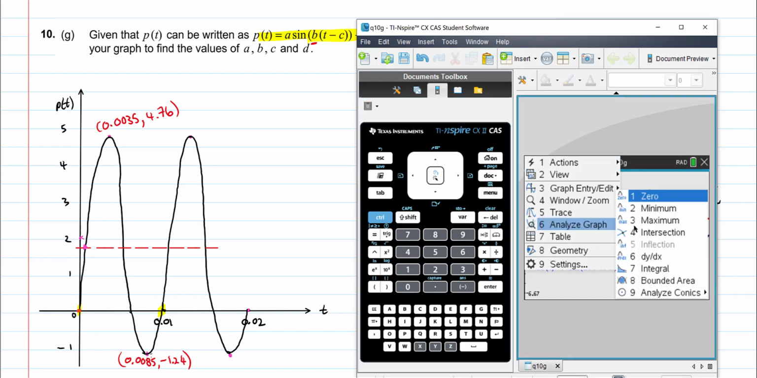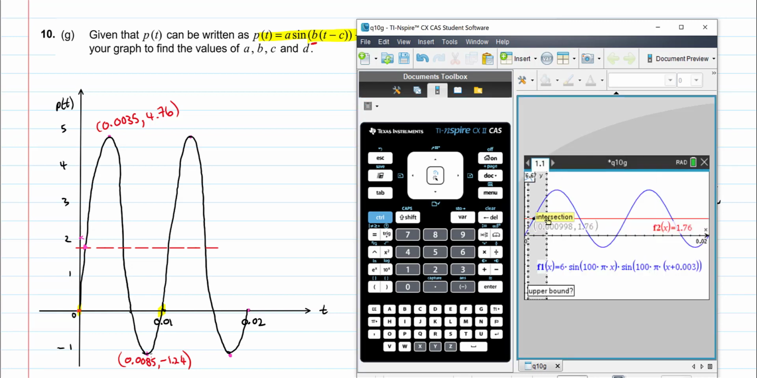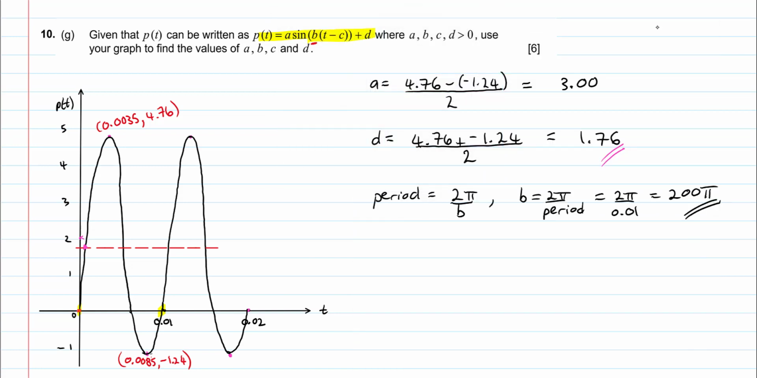If we go to Analyze Graph, to Intersection, now we can see that coordinate there. That is when t is equal to 0.000998. So we just round that to 3 significant figures, and we're going to get 0.00100. That's how many units to the right our graph has been shifted. So therefore C is equal to 0.00100 from our graph that we saw there. Okay, and that is question 10G.